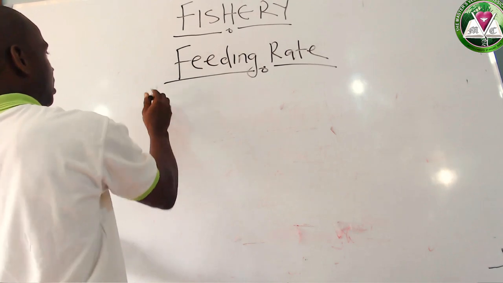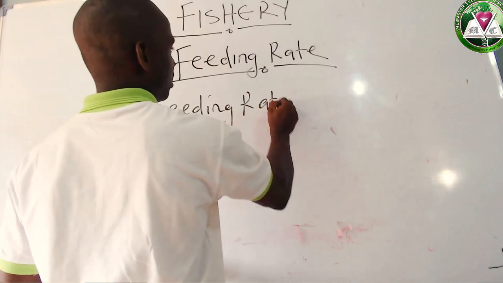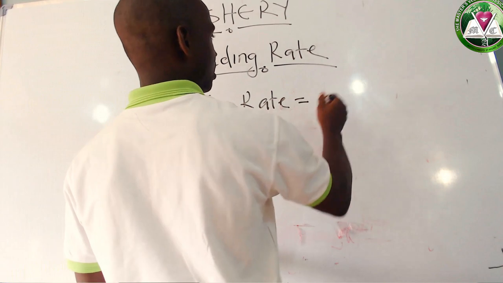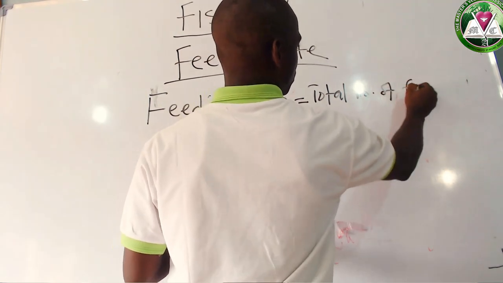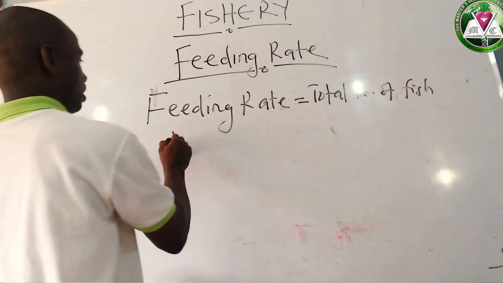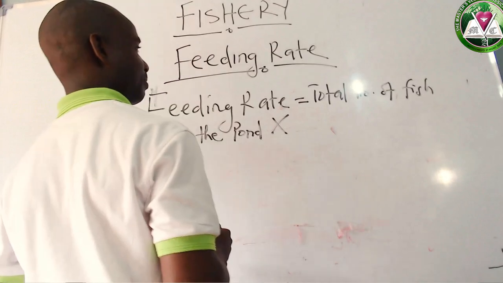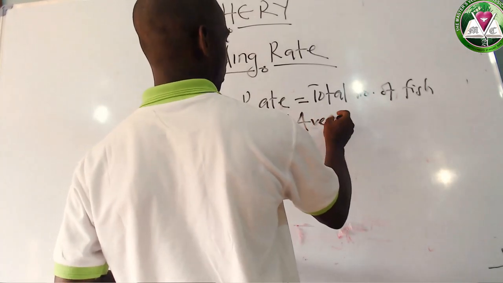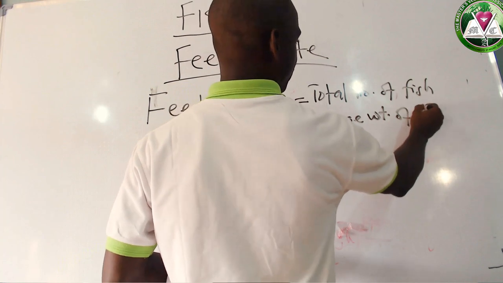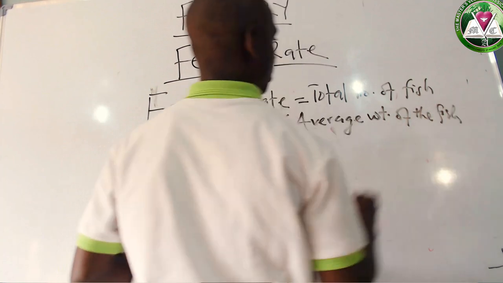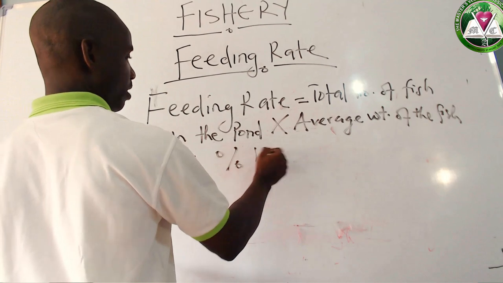Feeding rate, using the arithmetic method, is equal to the total number of fish in the pond, multiplied by the average weight of the fish, multiplied by the percentage body weight.